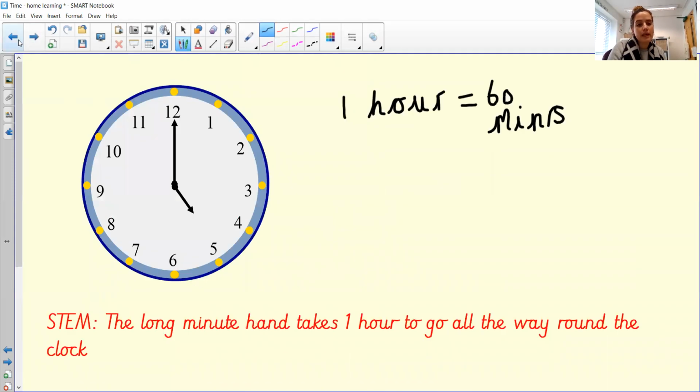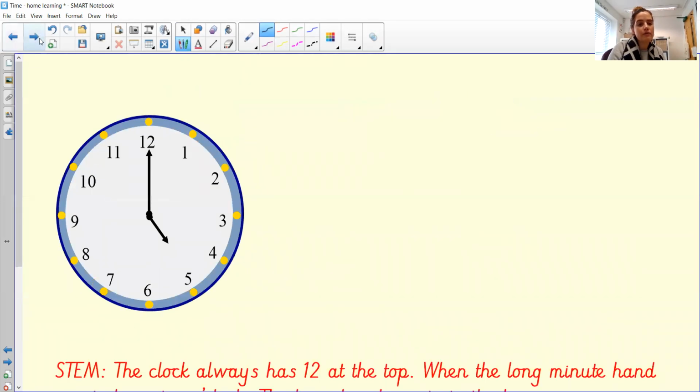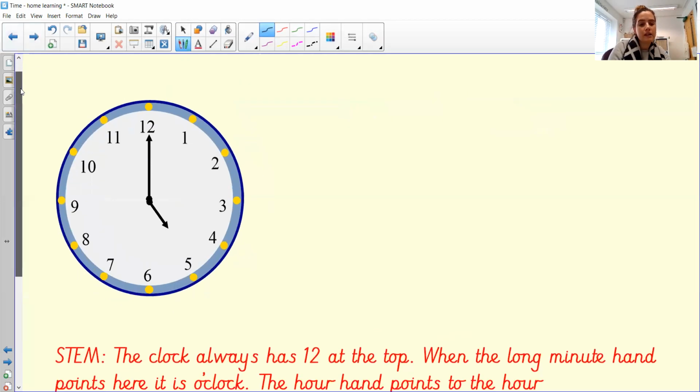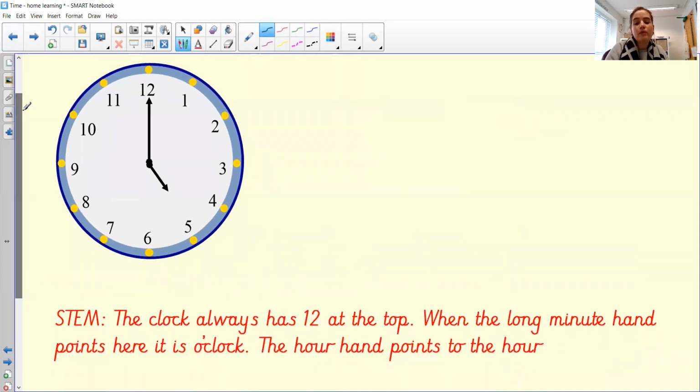So what time did we have here? We had 5 o'clock. We've still got 5 o'clock here. The clock has a 12 at the top, and when the long minute hand points there, it's o'clock. The hour hand points to the hour. On my clock here, I've got 4 o'clock. If I match up with my clock on the screen, I've got 5 o'clock.